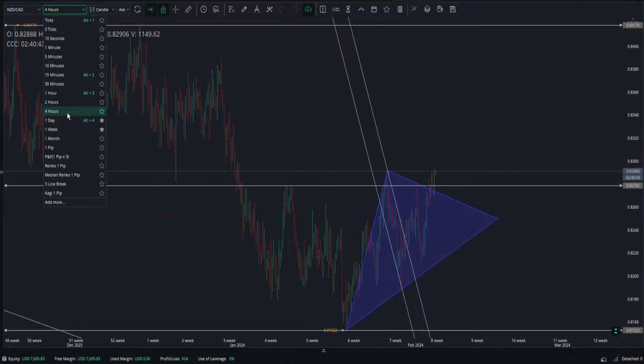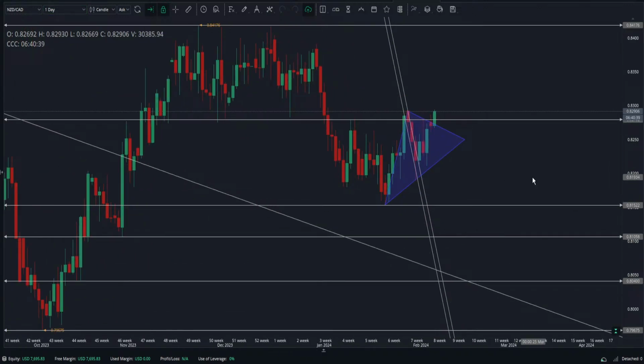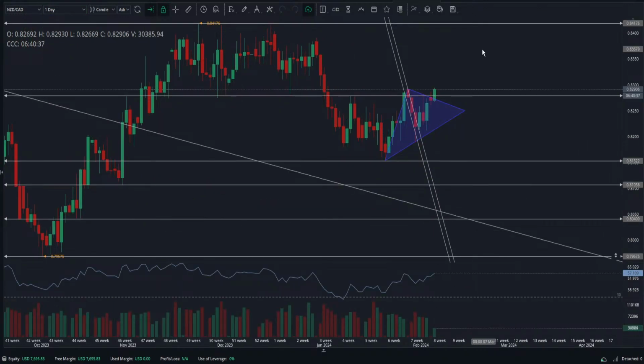Well, on the 4-hour this looks like this. On the daily it looks as if it is already on the verge of a breakout. The volumes are good. 0.8417 will be the target on this one if it breaks out to the higher side.